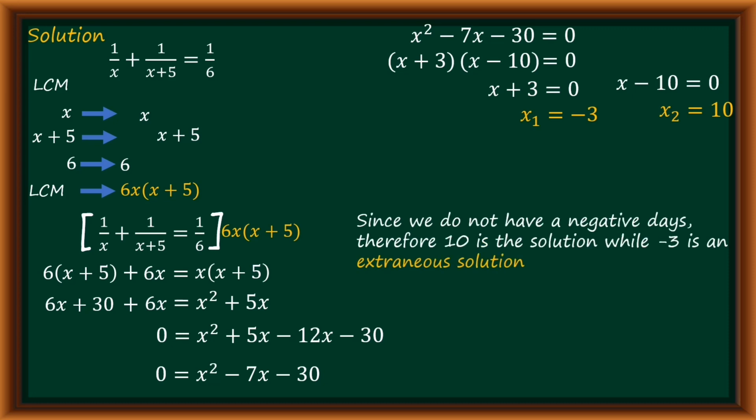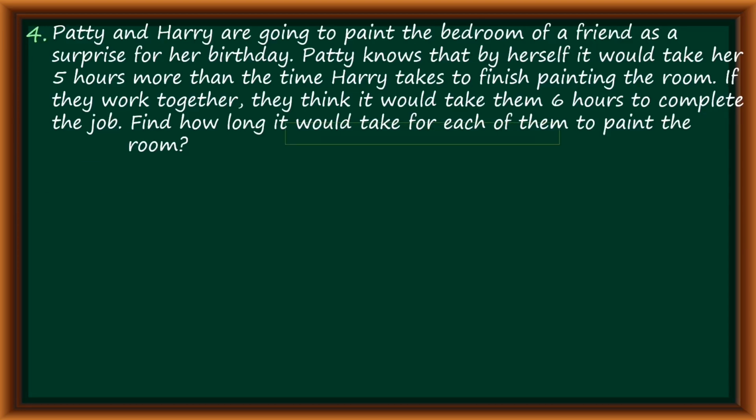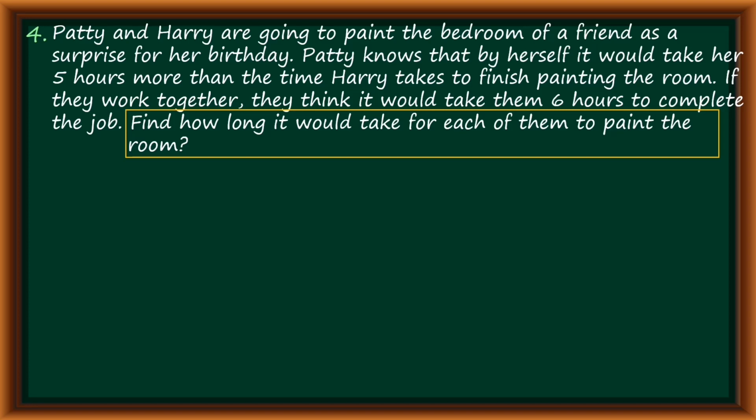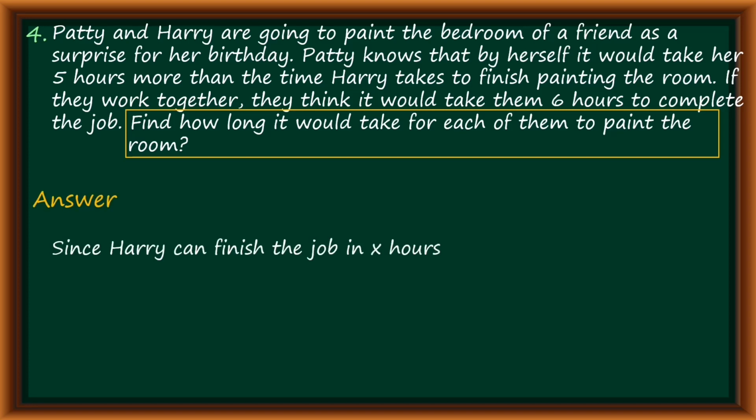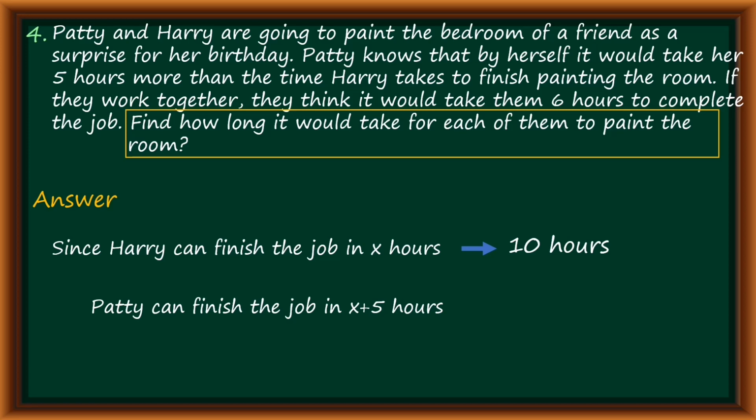Now, since we do not have negative days, therefore, 10 is the solution, while negative 3 is an extraneous solution. Going back to the problem, the question is, find how long it would take for each of them to paint the room. So let us answer the question. Since Harry can finish the job in x hours, and the value of x is 10, so therefore that is 10 hours. Patty can finish the job in x plus 5 hours, and since our x is 10, that is equal to 10 plus 5, so that is equal to 15 hours.